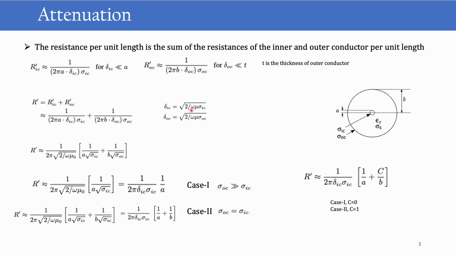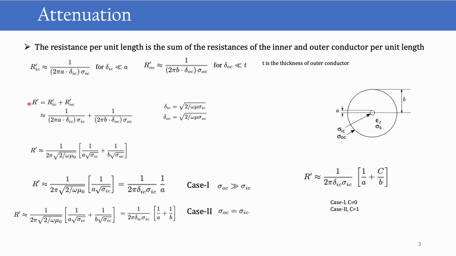The resistance per unit length is the sum of the resistance offered by the inner conductor and the outer conductor. The resistance offered by the inner conductor, R_IC, is equal to 1 by 2 pi a delta IC sigma IC, where delta IC is the skin depth of the inner conductor, and it is very much less than the radius of the inner conductor. Similarly, the outer conductor resistance is 1 by 2 pi b delta OC sigma OC, and the skin depth of the outer conductor is very much less than the thickness of the outer conductor.